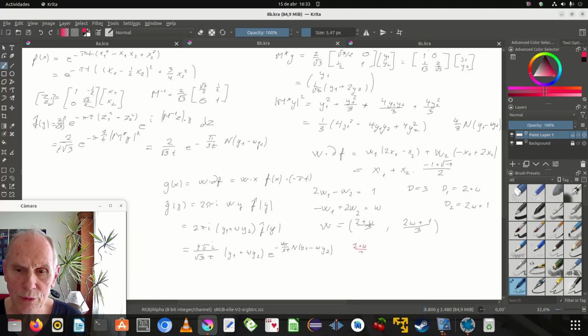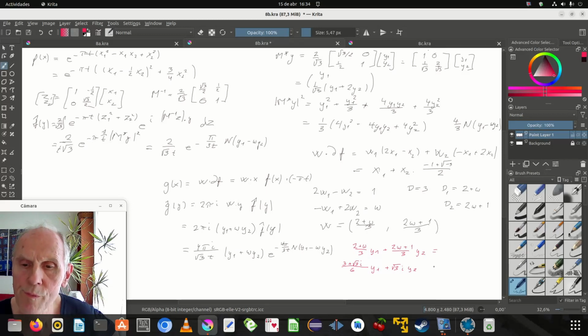2 plus omega third y1, y2, and this is minus 1/2, so that's 3/2 plus square root 3i divided by 6 y1, and this is minus 1 plus square root 3i y2, and now let's take square root 3i outside parenthesis.